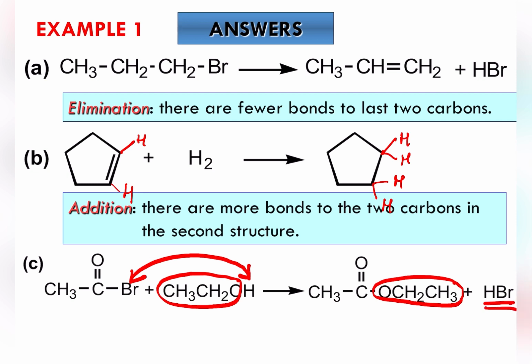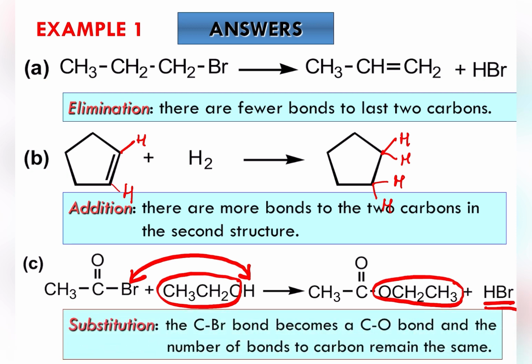So, from here you can see there is a replacement between 2 groups of atoms. So, what can you conclude? This reaction is substitution. This is because the C-Br bond becomes a C-O bond and the number of bonds to the carbon atom remains just the same as it is. Alright, based on this example, you can know how to determine 3 different types of organic reaction.